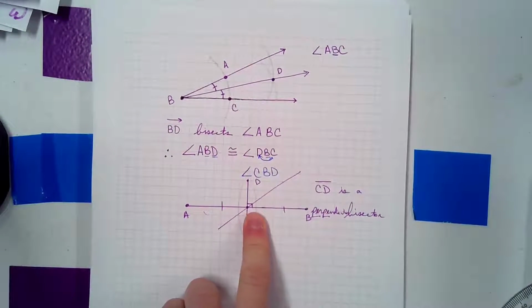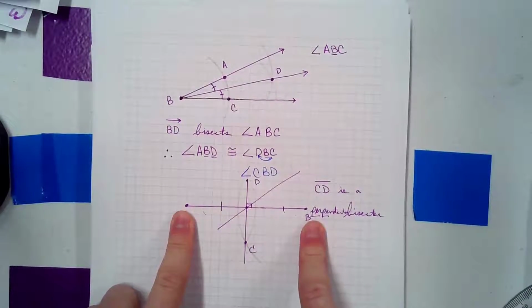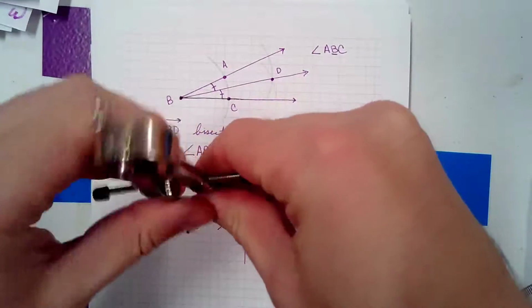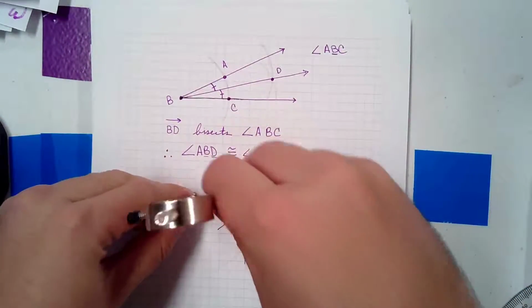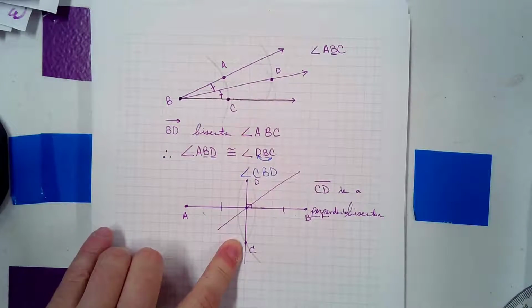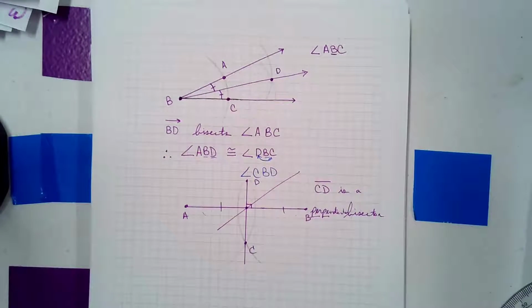This guy right here, to do this, I draw a line segment. I go more than halfway between A and B. And where those arcs intersect creates 2 points. And that gets me my perpendicular bisector. Try it on your own.